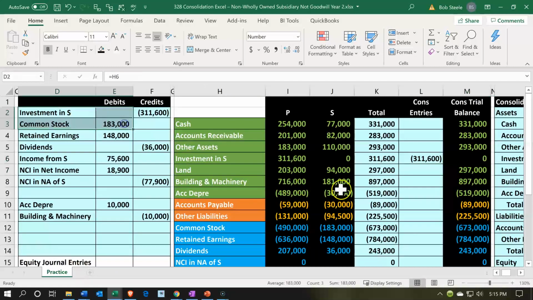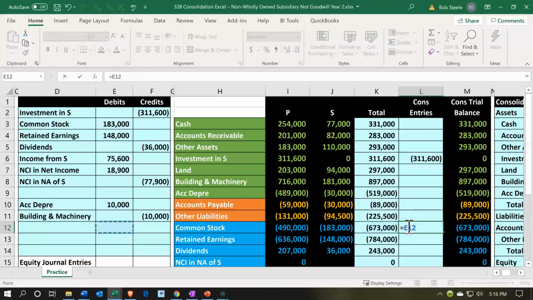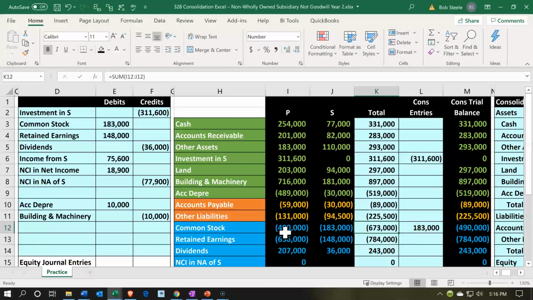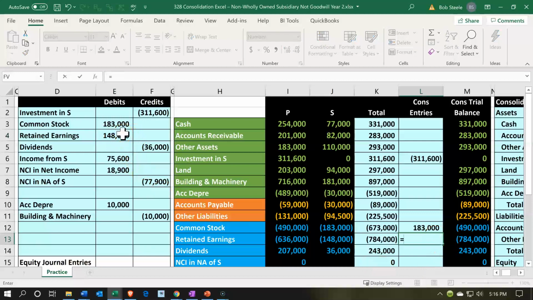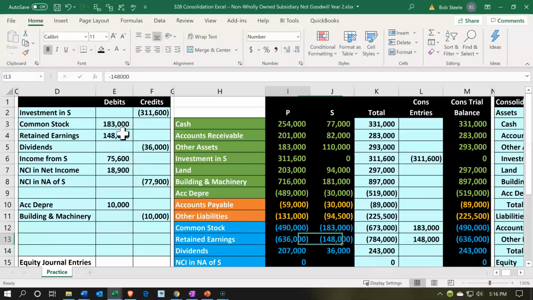Then we have the common stock. So I'm going to go down and say, all right, common stock is here. We're in L12. I'm going to say equals and scroll back on up to that 183,000. And there it goes down. So there's P's amount. This is S's amount. There's the total. Then we removed S's amount back to P's amount. Then we're going to record the retained earnings. Retained earnings here in L13 equals. We're going to be picking up that 148. So once again, here's P's amount. Here's S's amount. There's the total. We removed S's amount back to P's amount.